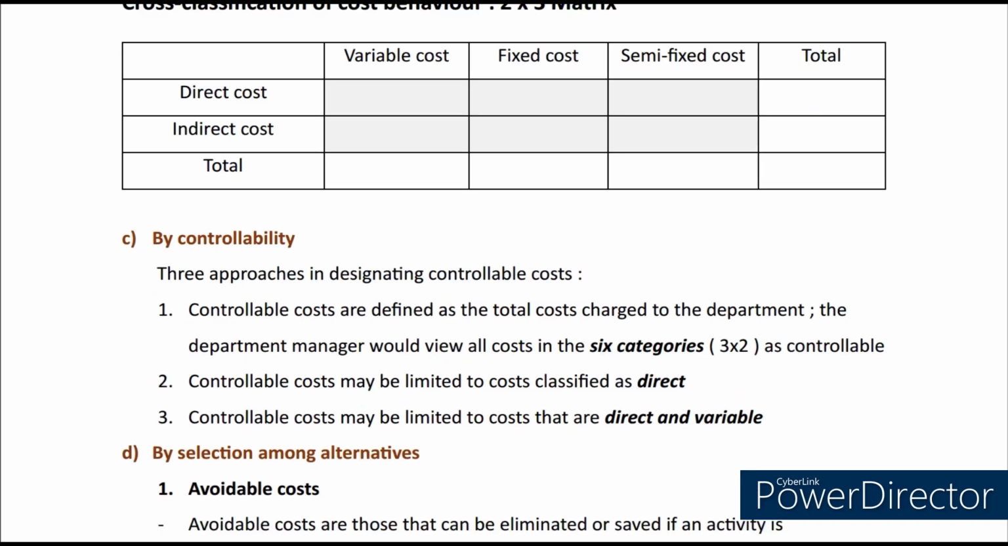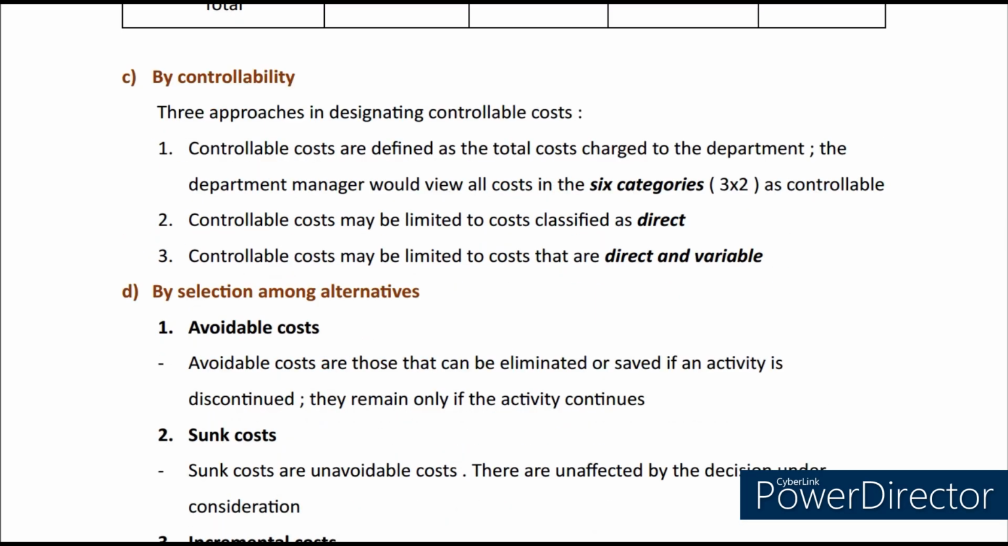So by controllability, we can classify the costs using three approaches. In the first approach, we consider all the 6 categories in the 2 into 3 matrix as controllable cost. Whereas in the second approach, controllable costs may be limited to costs classified as direct. Whereas in the third approach, we will limit that to the costs that are direct and variable.